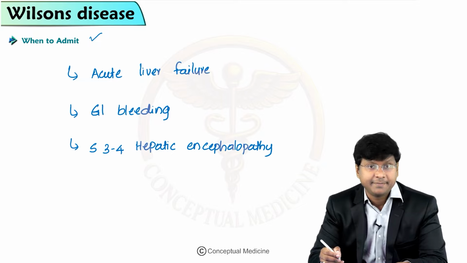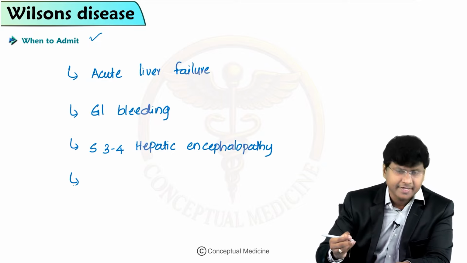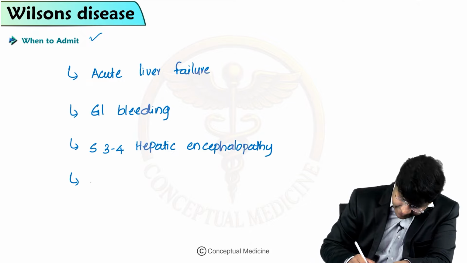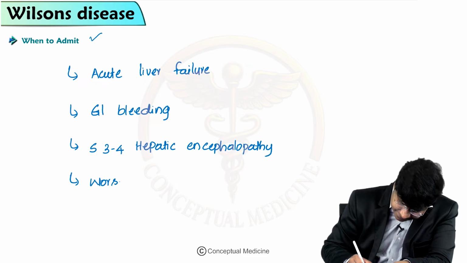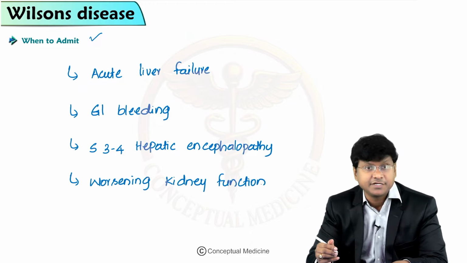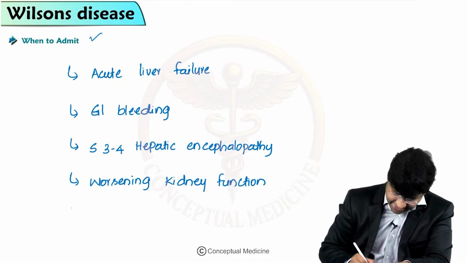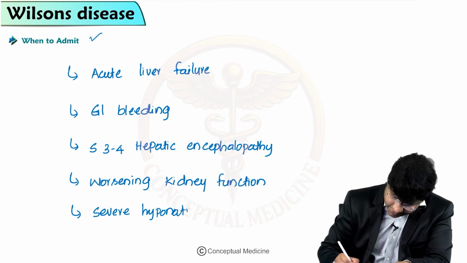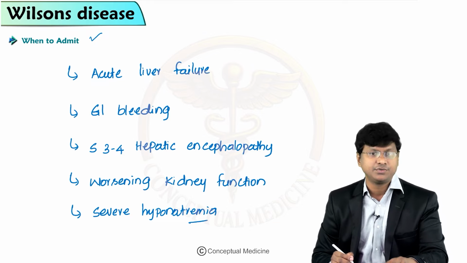Stage 3 to 4 hepatic encephalopathy, right? And hepatic encephalopathy is another important complication secondary to cirrhosis of liver. And if there is worsening kidney function, then also you need to admit the patient. And if there is development of severe hyponatremia, right? Because in patients with cirrhosis of liver, there can be dilutional hyponatremia. So when there is severe hyponatremia, even then you need to admit the patient.